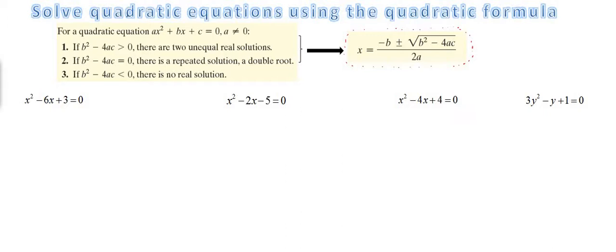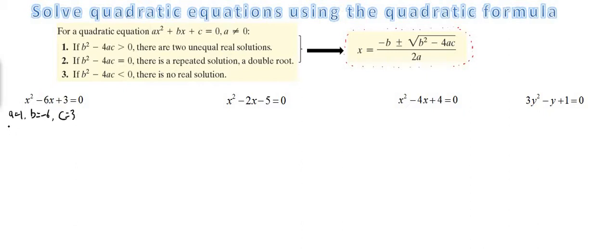Now let's take a look at the first example. For the first example, we can tell what a is: a equals 1, b equals negative 6, c equals 3. Now we're gonna follow the procedures. The first thing we want to check is how many roots that quadratic equation has.